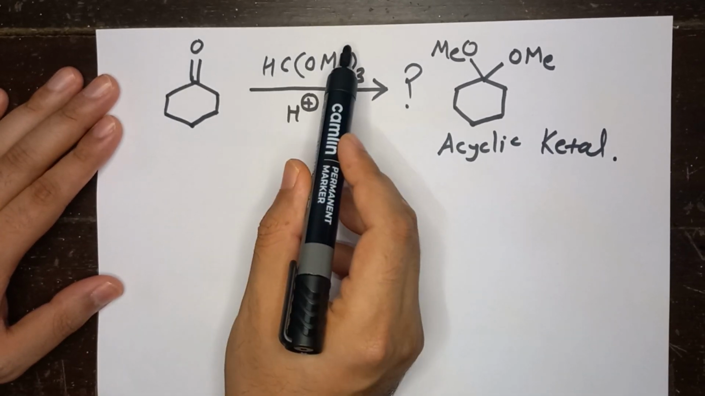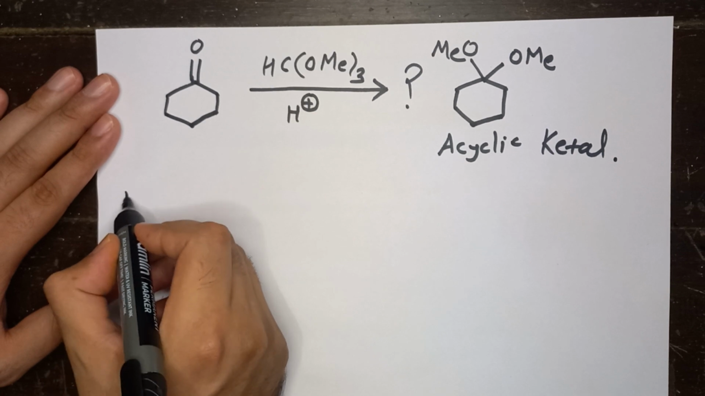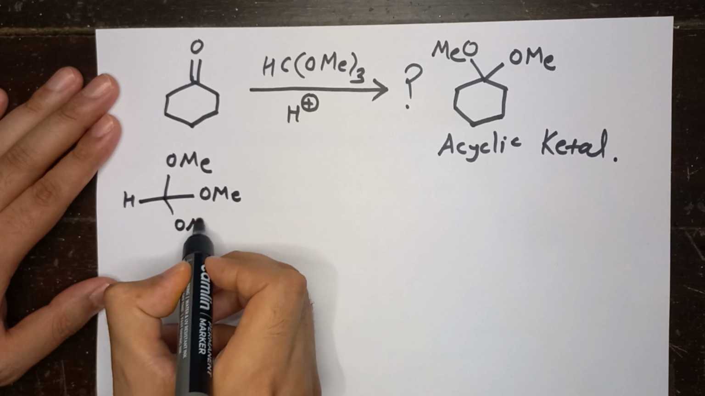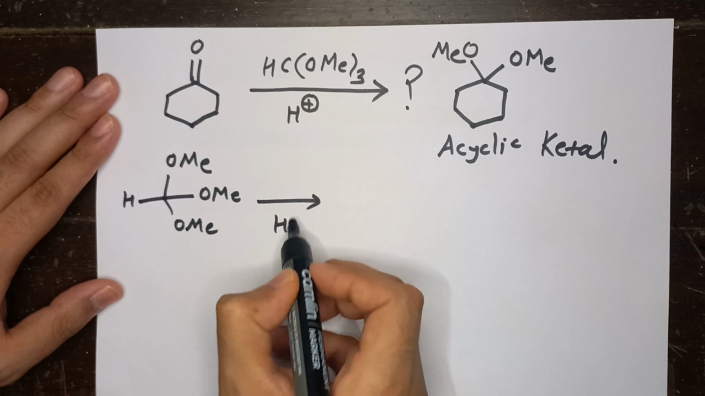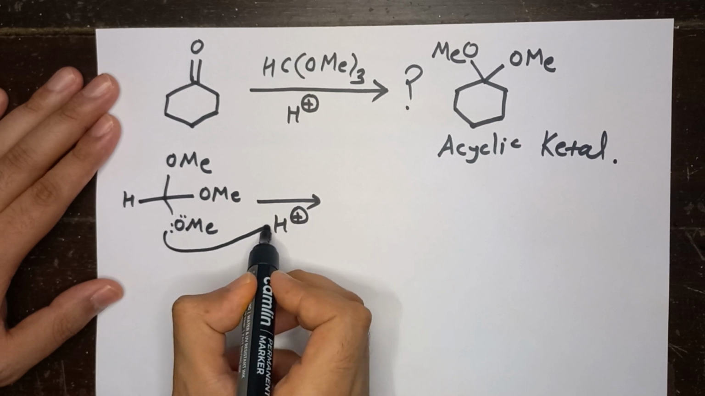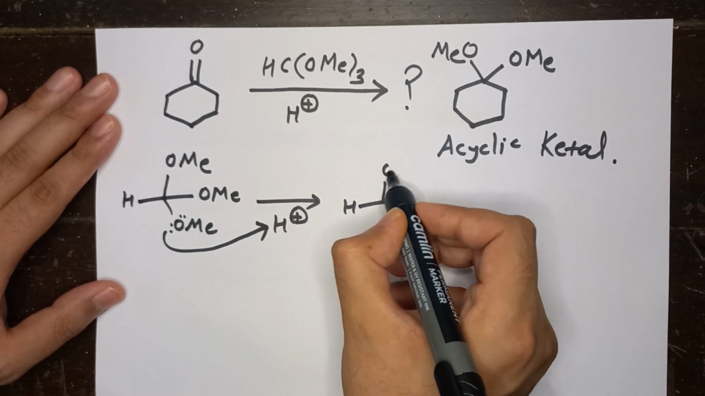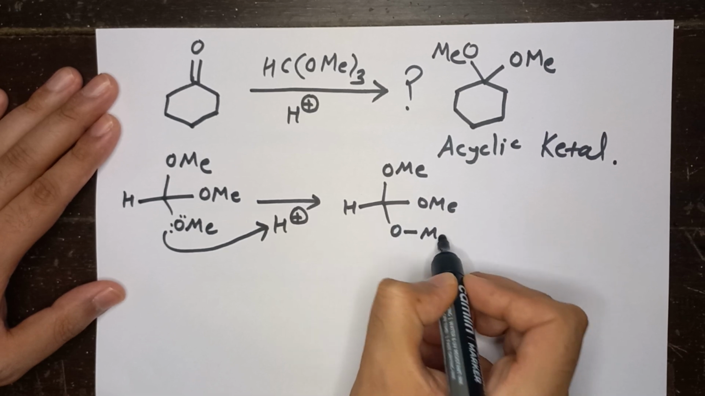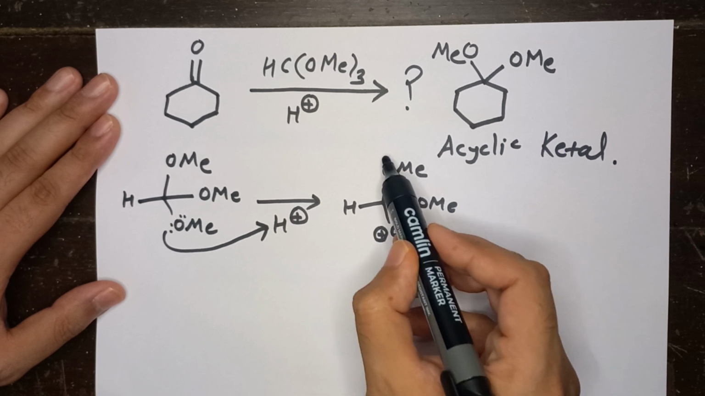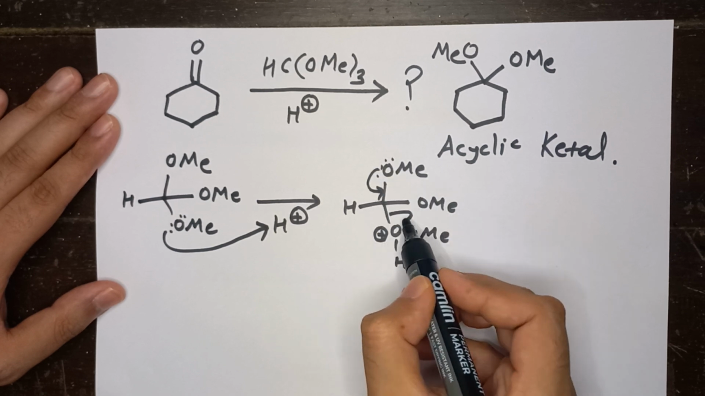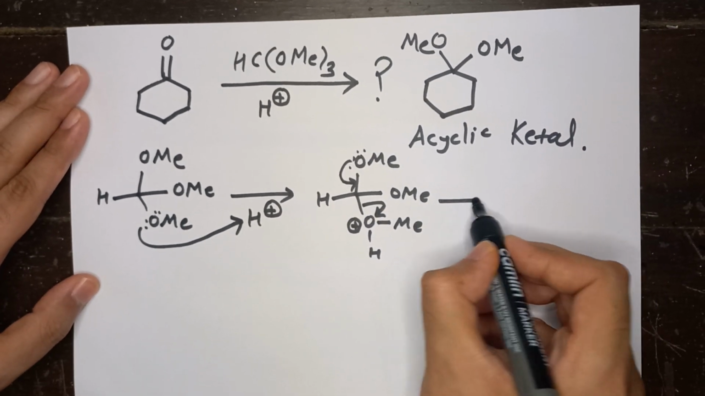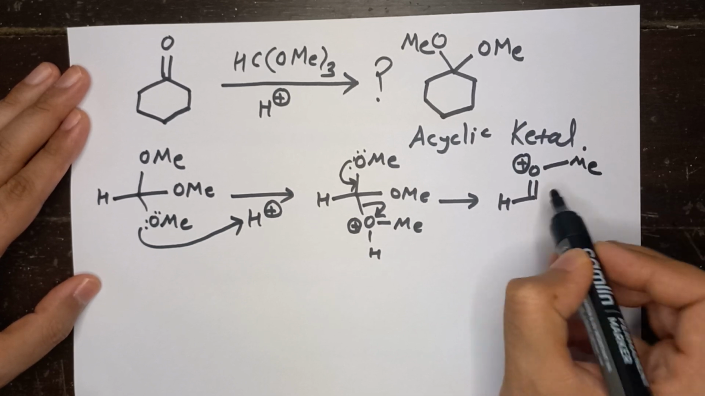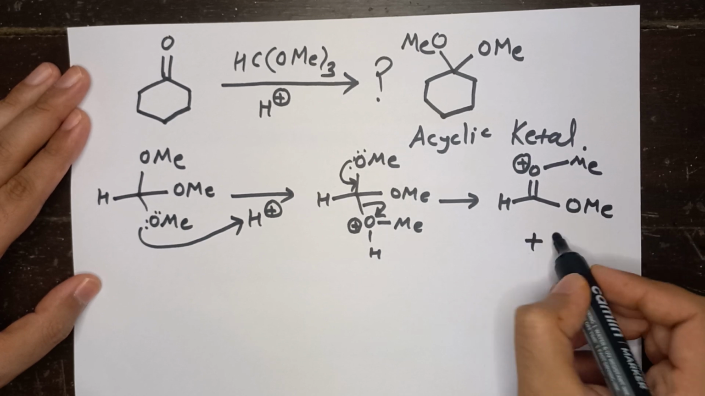Okay, so we have this trimethyl orthoformate which can be written as HC(OMe)3. We have acidic medium, so this oxygen lone pair will grab this proton and now this OMe is a good leaving group. So another oxygen lone pair will push out this whole group as a neutral methanol molecule and will give me H, C double bond O, Me bearing positive charge. Here I have another OMe group and we have just removed a methanol molecule.